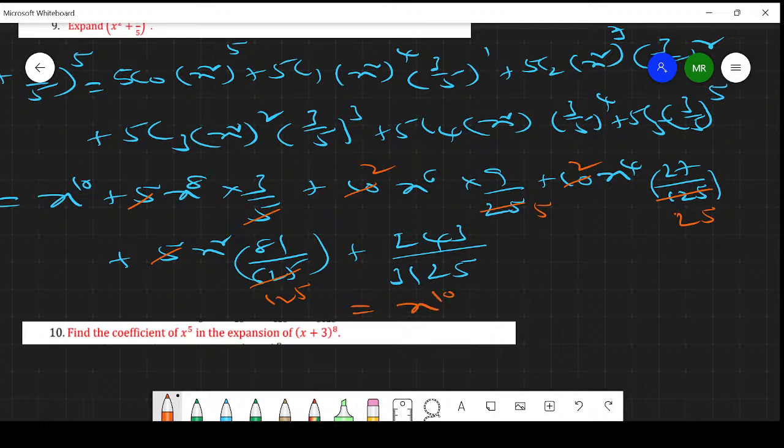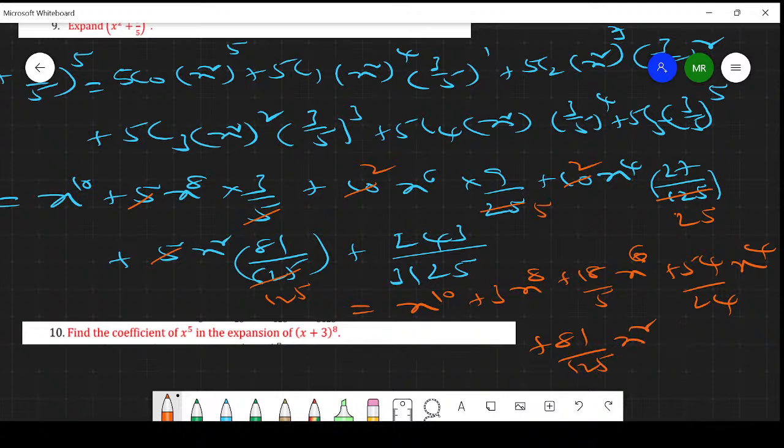x¹⁰ plus 3x⁸, again this is 18/5 x⁶, you can see here x⁸, x⁶, again 54/25 x⁴, plus 81/125 x², the last term 243/3125. So that will be the binomial expansion.